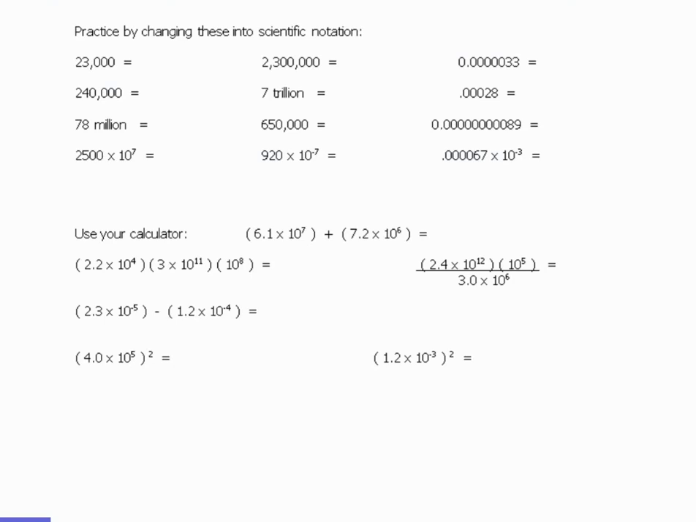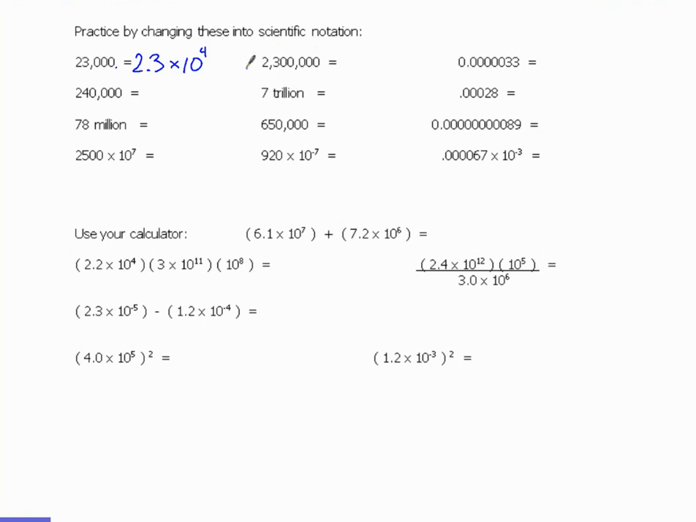Some examples here using the procedure that we just outlined. For the number 23,000, our number between 1 and 10 is 2.3. We're going to multiply that by 10, and the exponent is the number of places we move the decimal. We're going to move the decimal to the left, which means it's positive, and we're going to move it 1, 2, 3, 4 places. We end up with 2.3 times 10 to the fourth power.